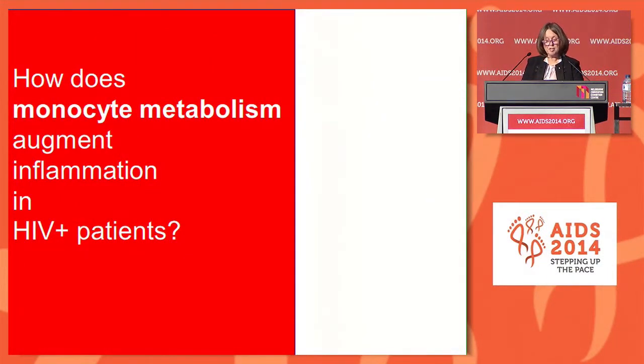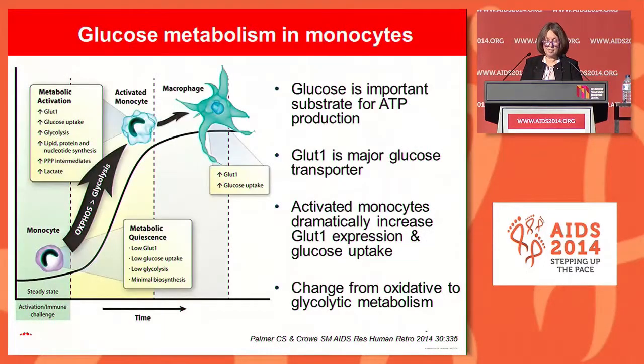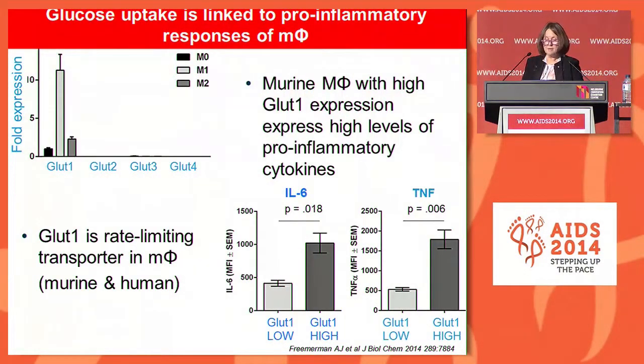I'd like to just mention how monocyte metabolism can augment inflammation in the setting of HIV. Glucose is needed in the cell for energy production, and activated monocytes dramatically increase their expression of GLUT1 on the surface and concomitantly increase glucose uptake and switch from oxidative to glycolytic metabolism. In the mouse, GLUT1 was shown to be rate limiting as a transporter for glucose into macrophages. This is also true in humans.